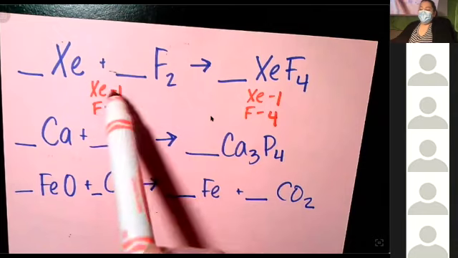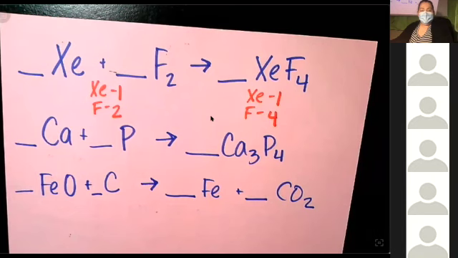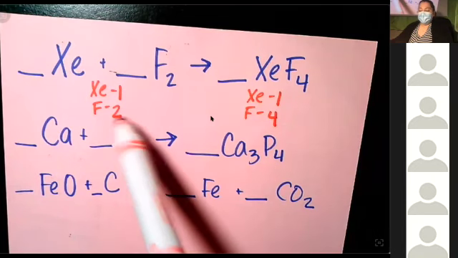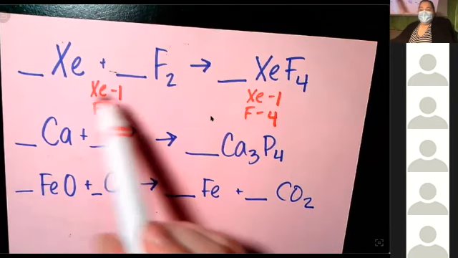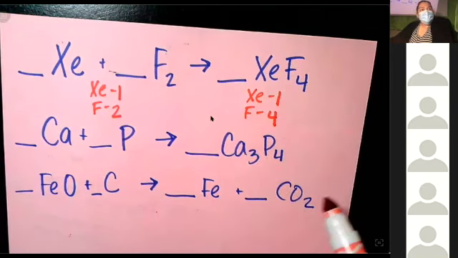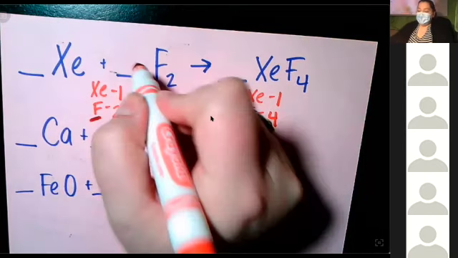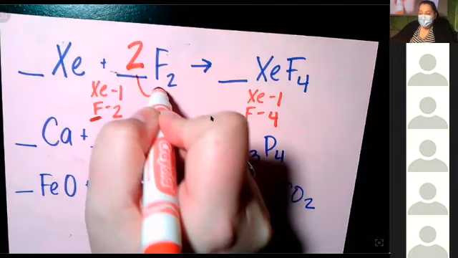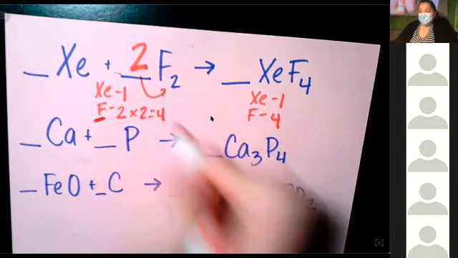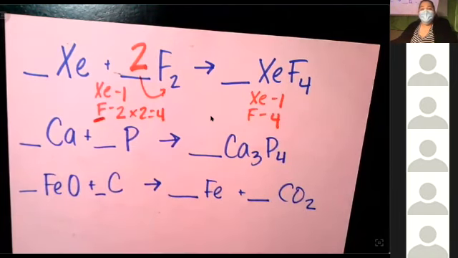Looking at our list, our Xe's are the same because we have one on this side and one on that side. And our F's, we have two on this side and four on that side. So we have to get this 2 to be equal to this 4. What number can we multiply 2 by to get to 4? 2. So where do you put the 2? You put the 2 wherever the element is, out in front. So when we do that, this is 2 times that 2 right there, which is 4. Now we have one Xe on both sides and 4 Fs on both sides. And so now we're done.